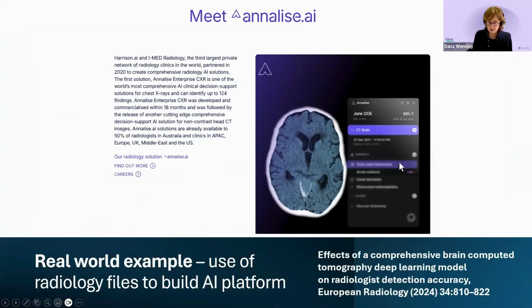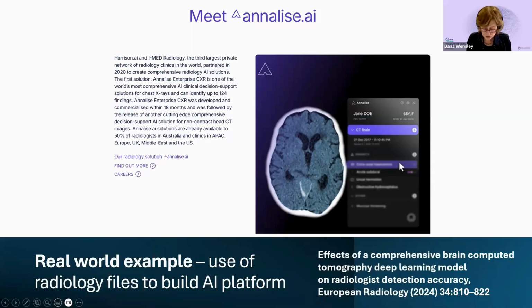Now, last year, the privacy watchdog in Australia announced it was looking into a partnership between Australia's largest radiology chain and a startup involving the use of patient data to train AI. The Office of the Privacy Commissioner confirmed it had launched a preliminary investigation over the transfer of data to the startup. The company was called Harrison AI.